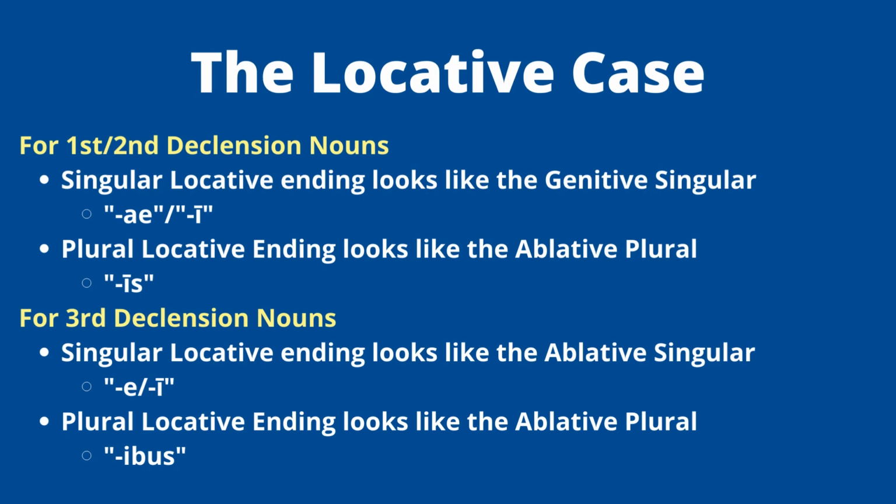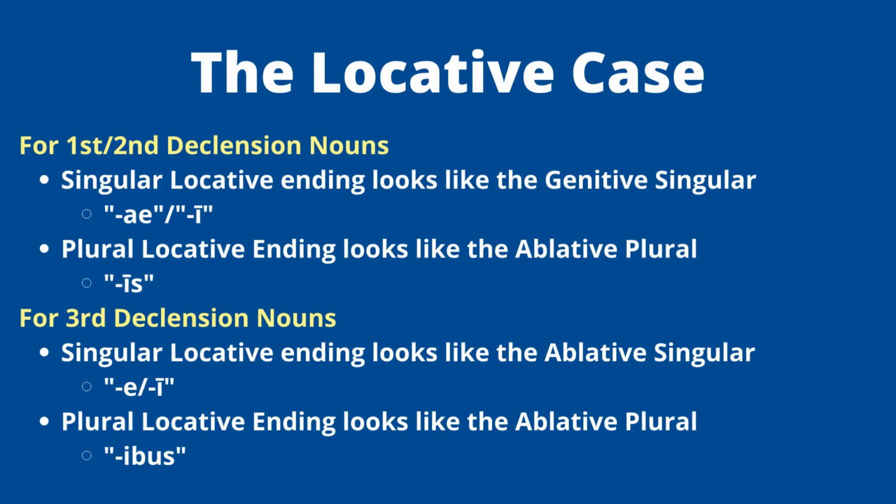The only time I would say it really gets tricky is when you have one of these first or second declension nouns and you use that AE ending or the long I ending, that genitive singular. That's the only time it really looks different. So even if you had no clue what the locative was and you just assumed it was going to be ablative, you'd probably get it right most of the time. Not all the time, but a lot of times you would get it right.